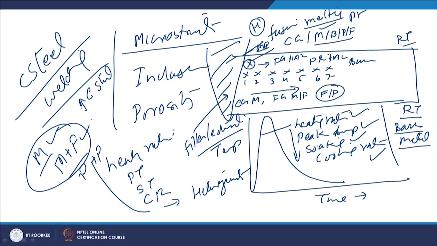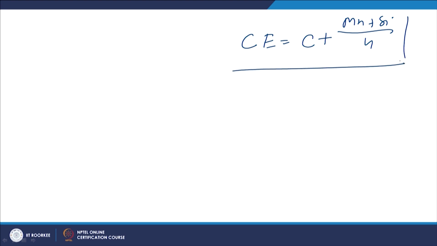There is another aspect, as I have said: the carbon equivalent is a very important consideration in welding of carbon steels, which is calculated using carbon plus manganese plus silicon divided by 4. So, this will give us the carbon equivalent.